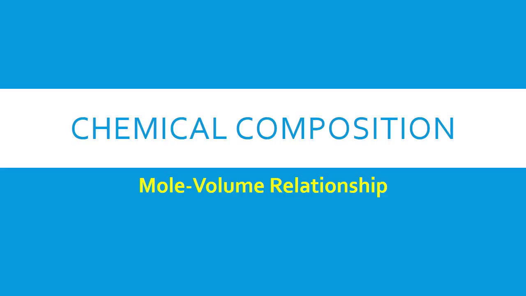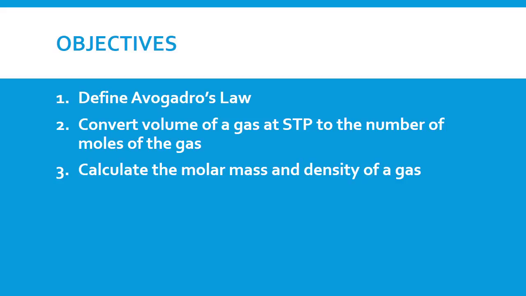In this video we're talking about chemical composition. We're going to be looking at the relationship between moles and volumes of gases. So our objectives will be to define Avogadro's law, convert volume of a gas at STP, and we'll talk about what STP is also, the number of moles of the gas, and then calculate the molar mass and the density of a gas.